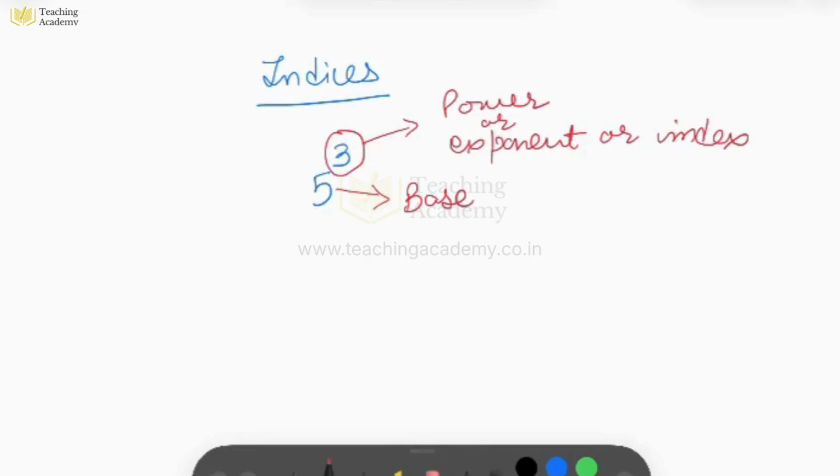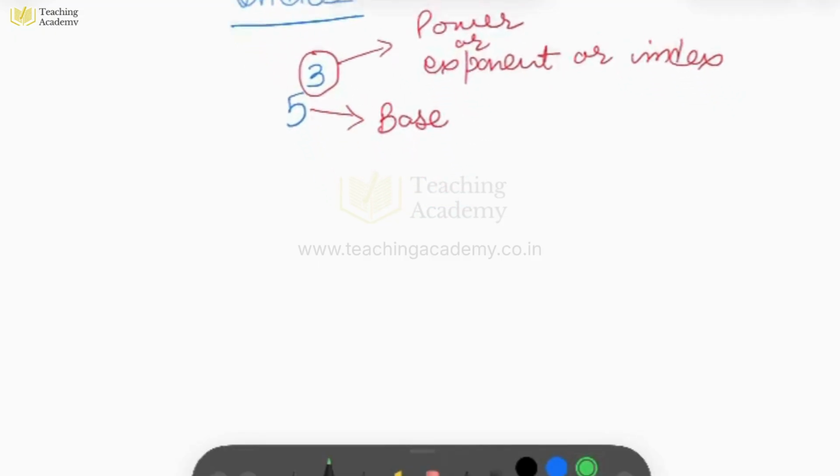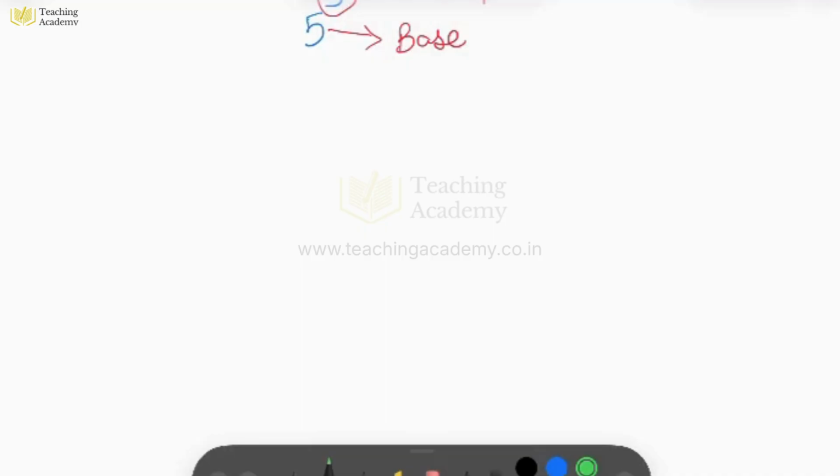So let's try an example. Suppose I'm writing 9 raised to the power 2, right? This means I'm talking about 9 occurring 2 times. So it's not 2 times 9, it's 9 times 9. Index basically means the number is repeating itself. So this gives you an answer of 81.